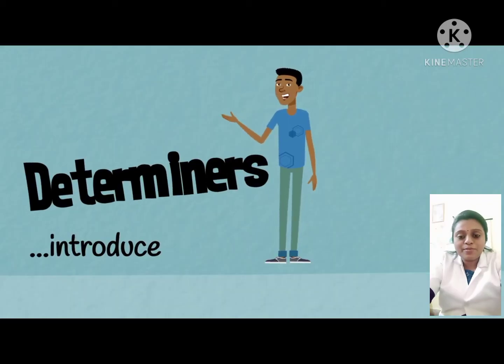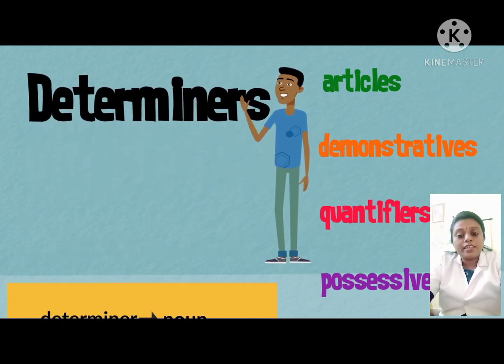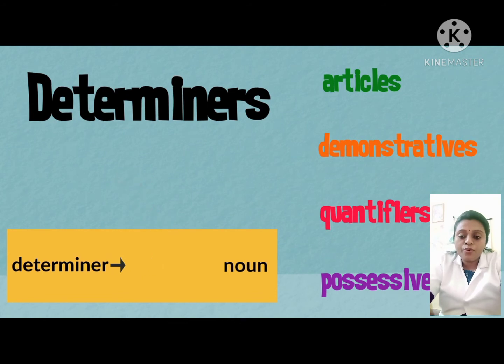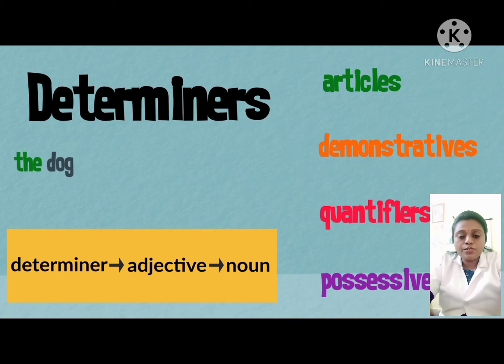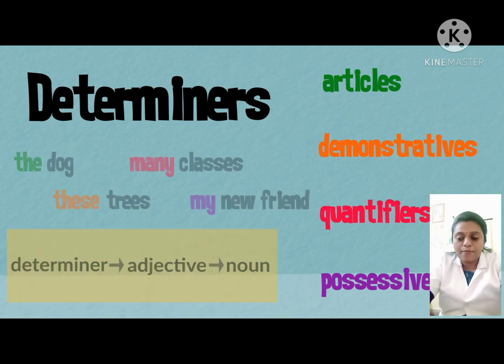Children, let's do something more about the determiners. As we already know, determiners introduce nouns. They always come before a noun and can also be used with an adjective. For example, the dog, these trees, many classes, my new friend.